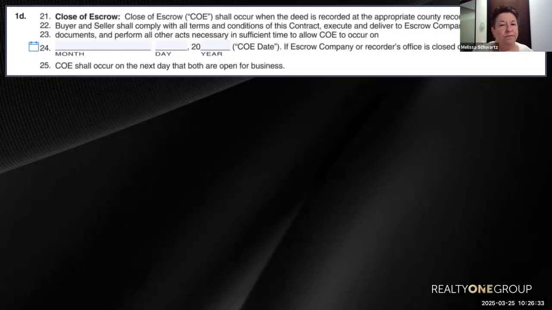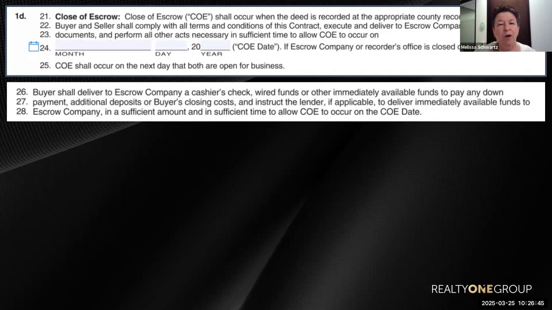So close of escrow. It always fascinates me that people put close of escrow on or before, which first of all, you cannot put up there on line 24 because it requires a date. It says buyer shall deliver to escrow company cashier's check funds to close, right? You have to deliver within a sufficient amount of time to close escrow. So if you're trying to close on the day and you're delivering funds via a wire and you send the wire that afternoon, that may not be time to close on that day. Probably needs to go out the day before or first thing that morning, okay?